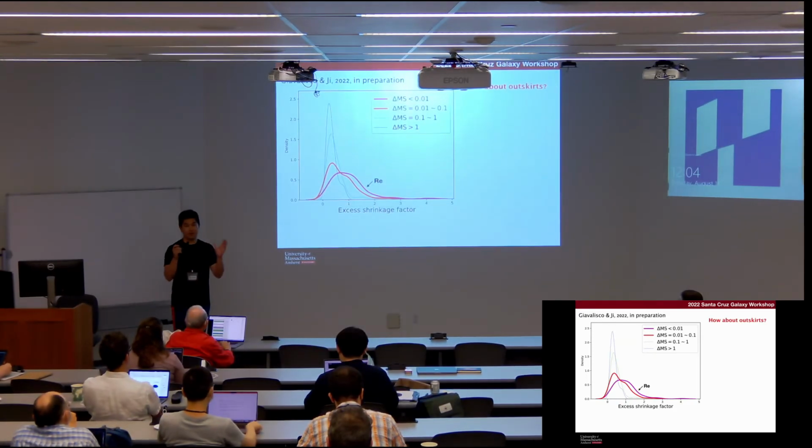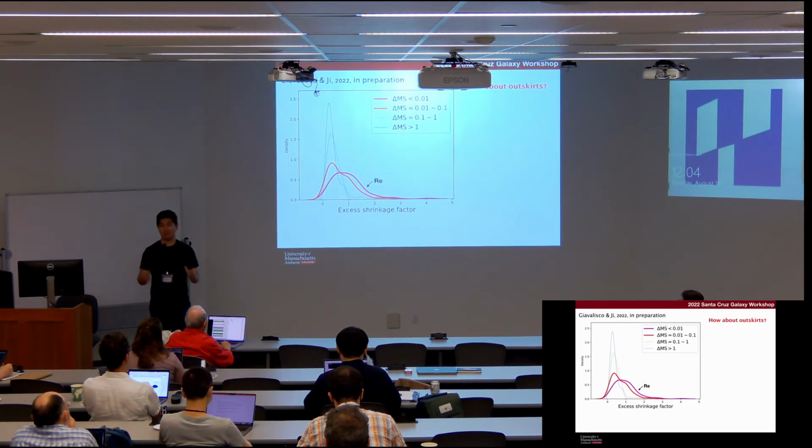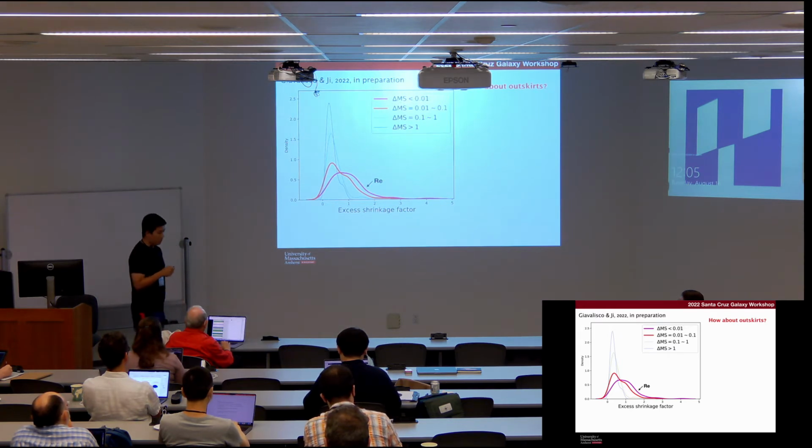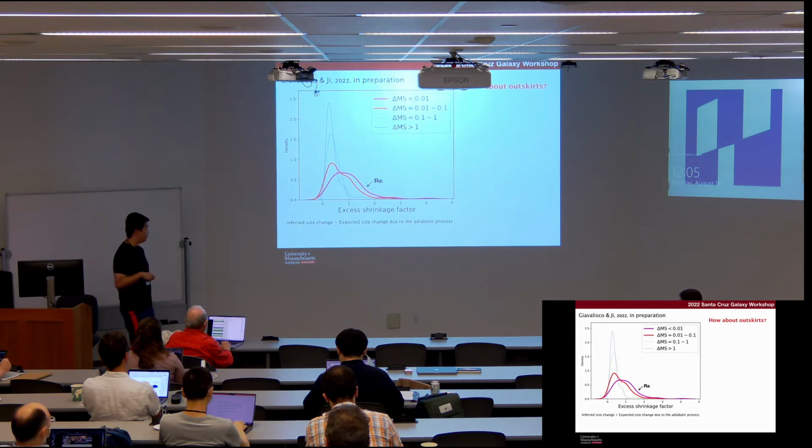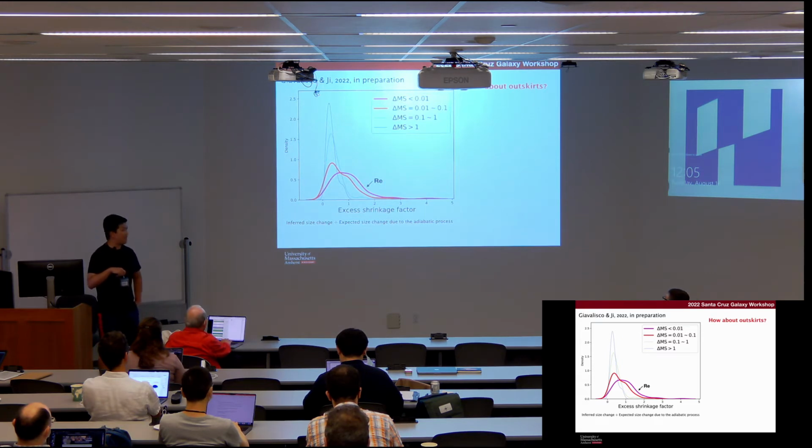So everything I showed above is about inner regions of galaxies, right? Within one kpc or within Re. So how about outskirts? Here I'm showing you the distribution of the excess shrinkage factor, which we defined as the inferred size change from our reconstruction divided by the expected size change due to adiabatic contraction.